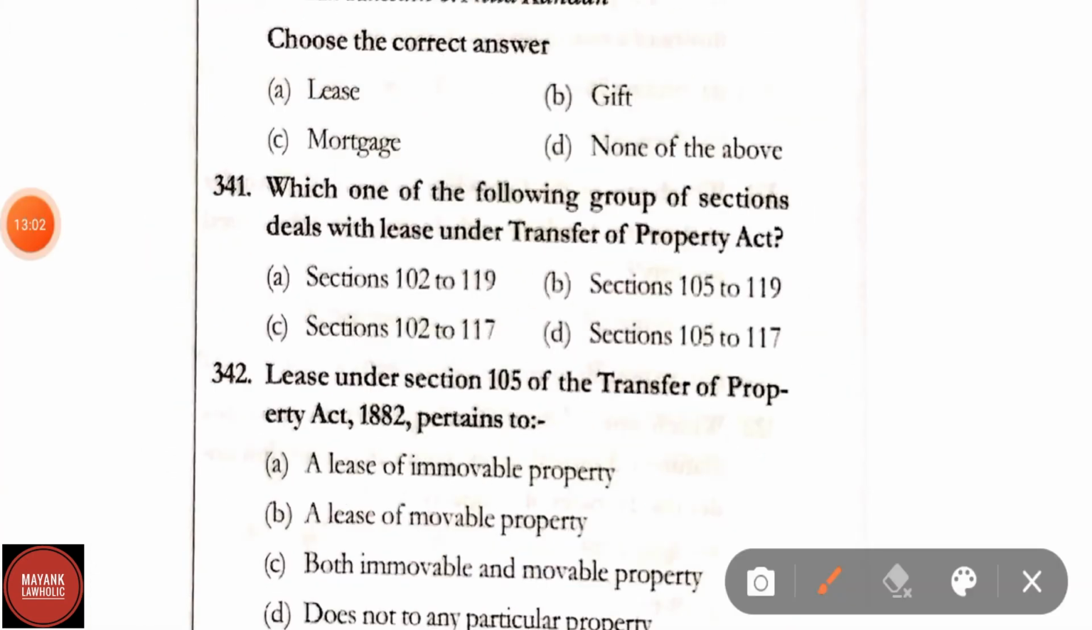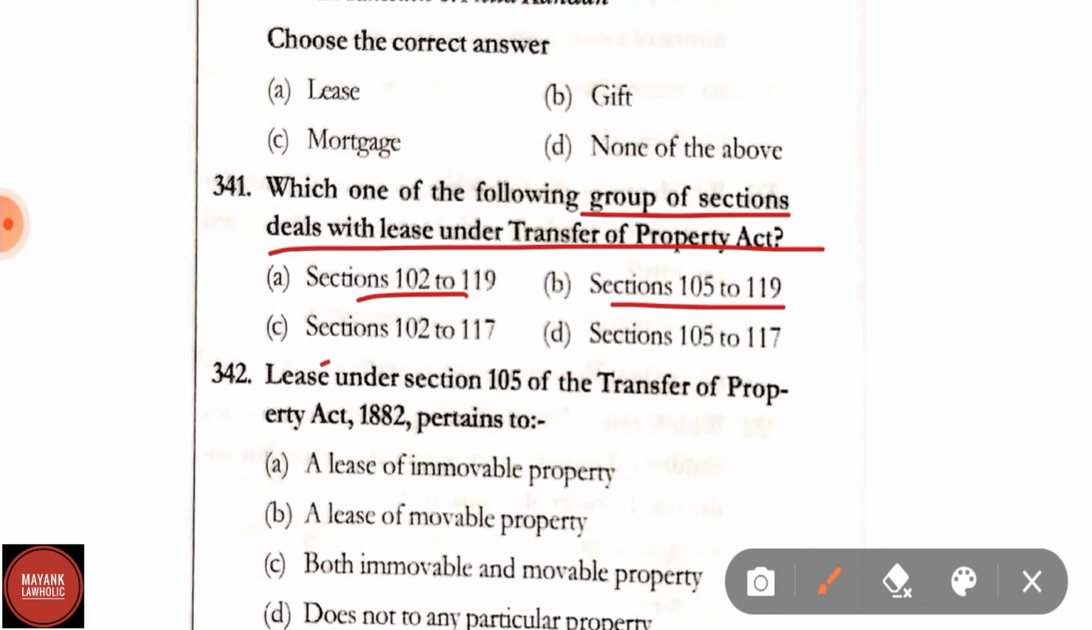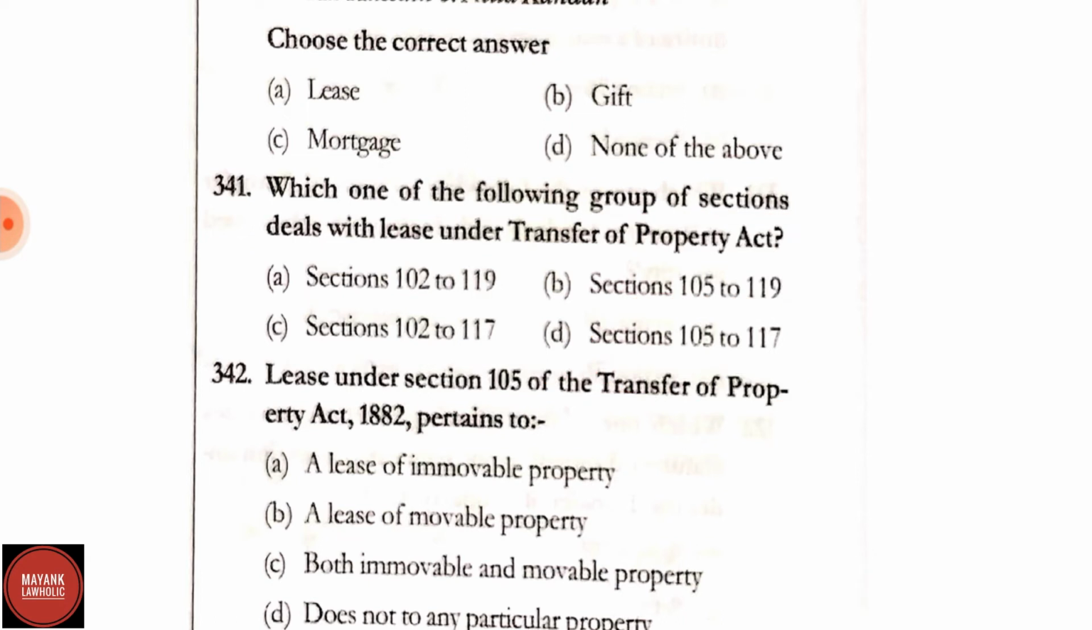Question number 341. Which one of the following groups of sections deals with the lease under TPA? Options are option A, section 102 to section 119, option B, section 105 to 119, option C, section 102 to section 117, and option D, section 105 to section 117. Here correct answer is option D, that is section 105 to 117 deals with the lease under TPA.